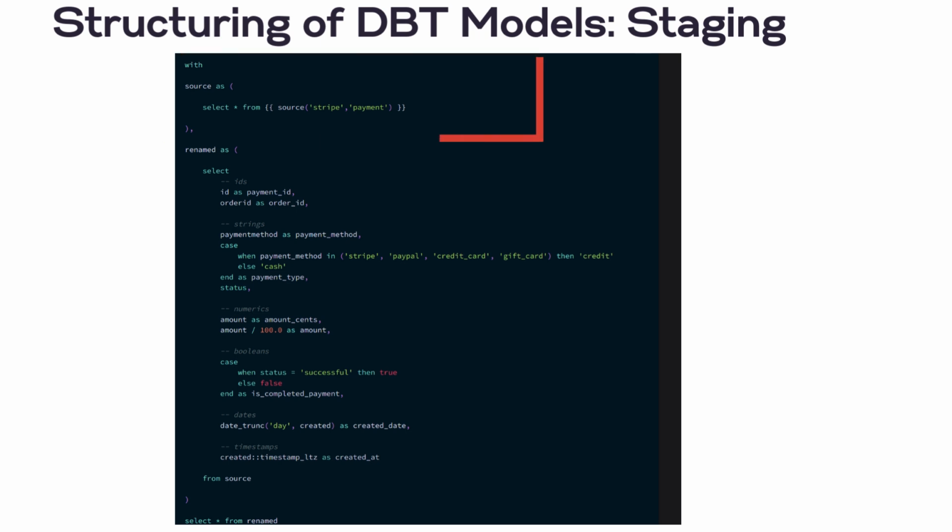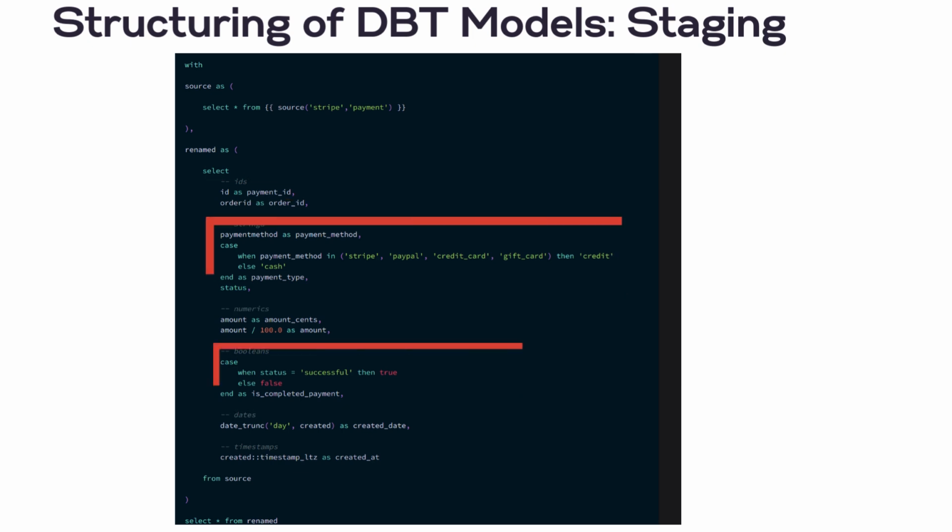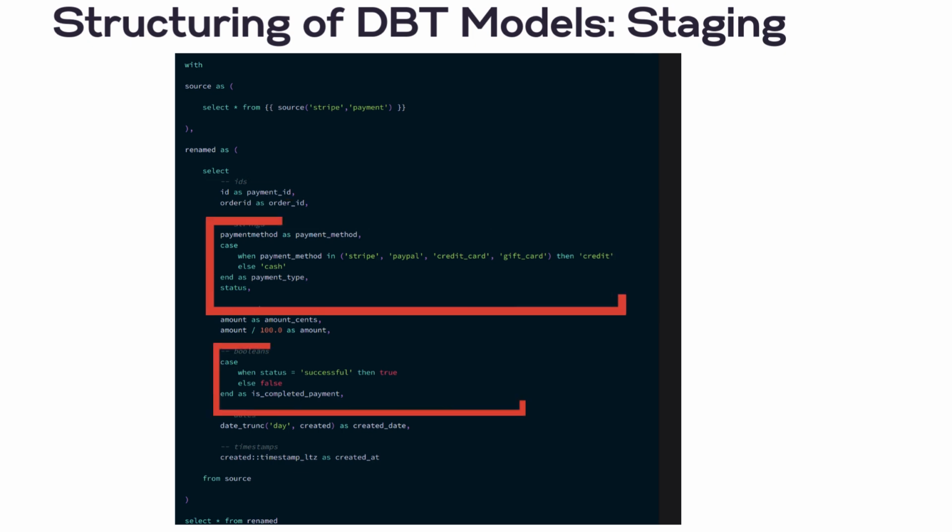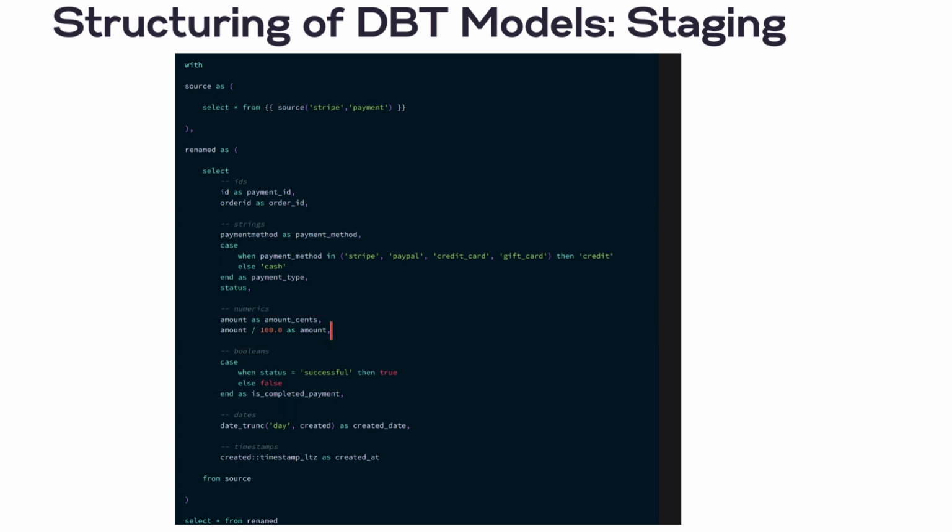Here, we're staging payment data from Stripe. In the source CTE, we pull raw data directly from the Stripe source table using the source function. In the renamed CTE, we clean and transform the data. Columns are renamed to follow consistent naming conventions, like changing ID to payment ID. Values are standardized using SQL logic, such as categorizing payment methods or deriving payment as a Boolean field based on the payment status.